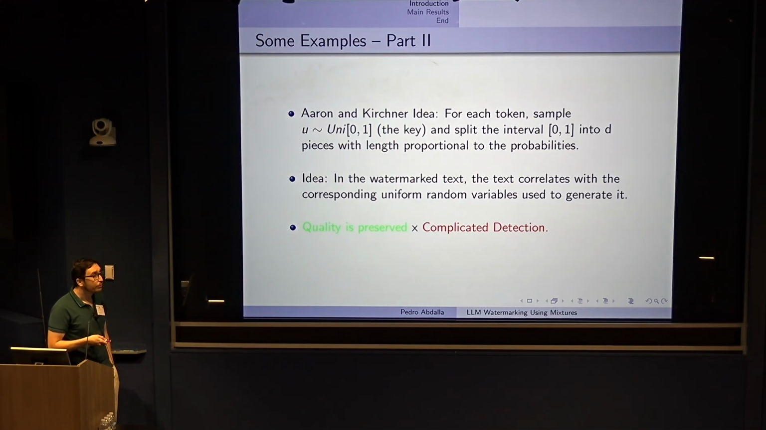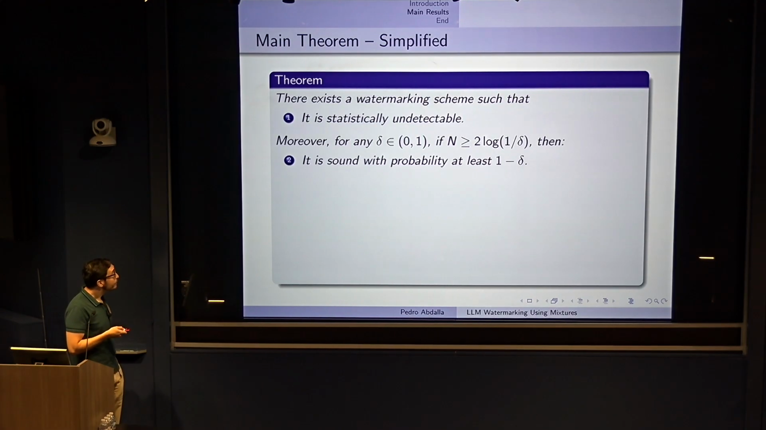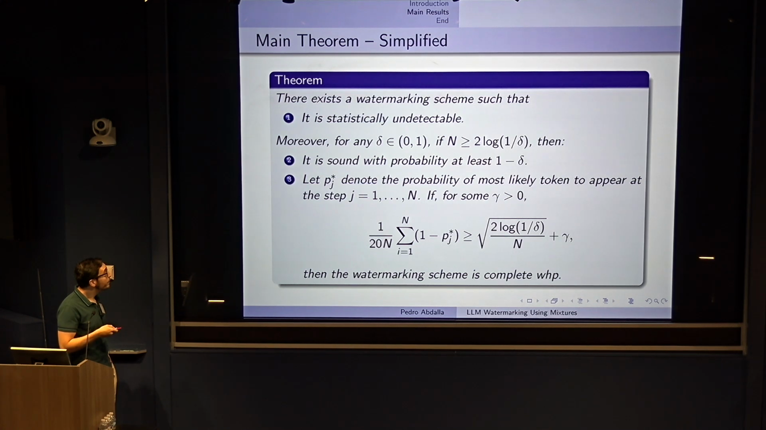So what we aim for here is some kind of interpolation between these two. We want an elementary method, but not biasing the quality of the text. Our theorem, simplified, is as follows. We have a watermarking scheme that is statistically undetectable, and given any delta between 0 and 1, if the length of the text is sufficiently large, then you're not going to have false positives: you're not going to misaccuse any text, with probability 1 minus delta. Also, we have the following condition. Suppose Pj star is the most likely token at each step. So P1 star is the probability of the most likely token in the first step, P2 star is the most likely token in the second step, and so on.